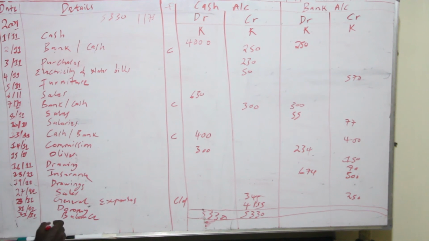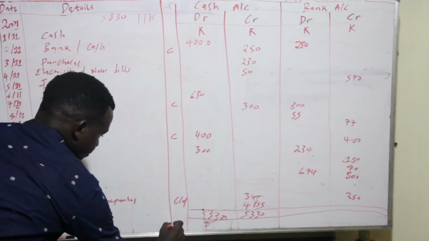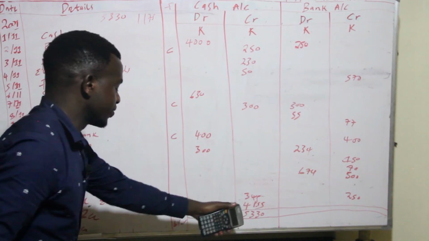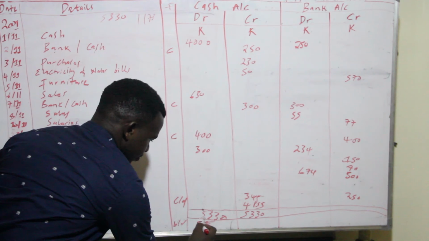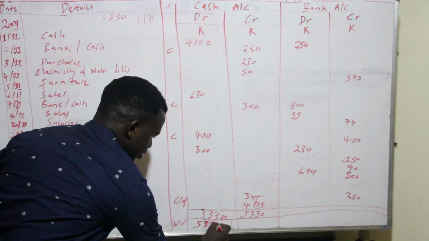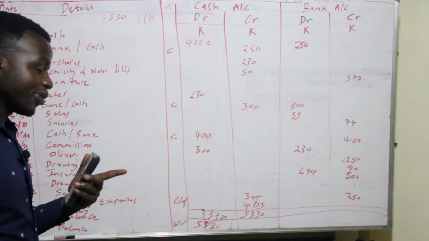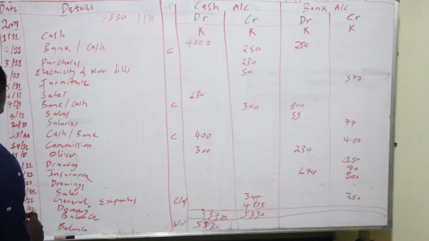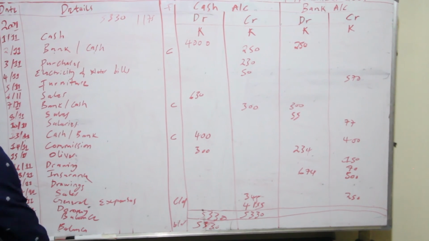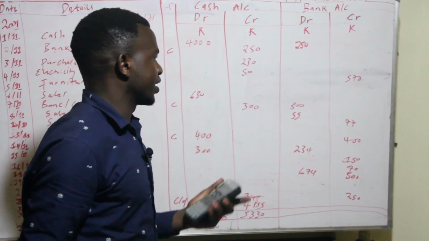Then we're going to say our balance brought down. So our balance brought down is going to be on the debit side of the cash account. So 5,330, and this is recorded on the first day of the next month. So this is going to be 1st of December. So we are done with the cash account. Let us go to the bank account.